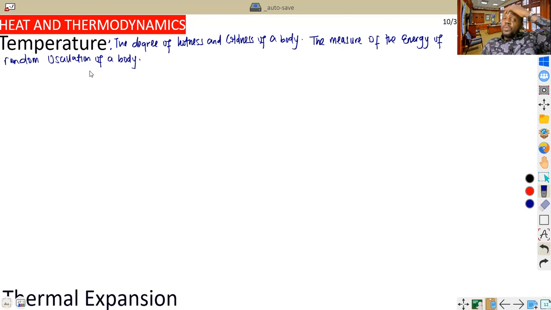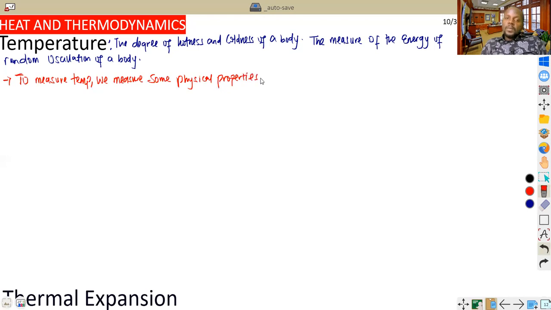Now, from early classes, we know that the measure of temperature is carried out by what we call a thermometer. So for a system or body, if we want to measure temperature, we should keep a note of that. Now, to measure temperature, we measure some physical properties that change with temperature.